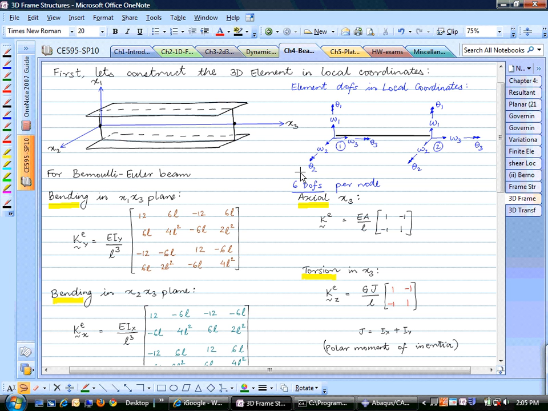This theta 2, this is like you're using your right hand rule. If you choose theta 2, that implies bending in the x1, x3 plane. Similarly, theta 3, what is that? Torsion. So theta 3 is torsion along the axis of the beam.